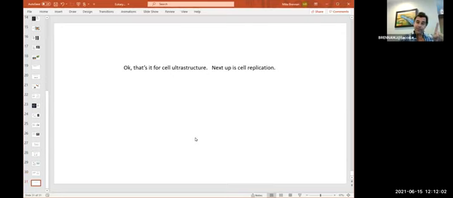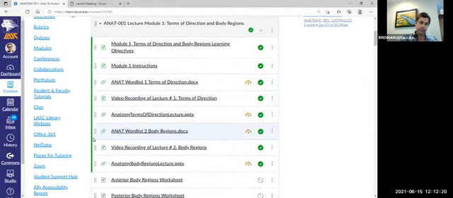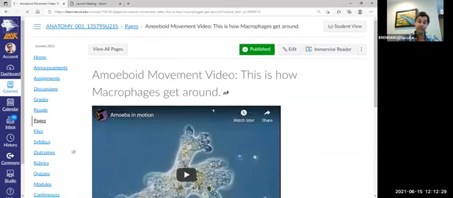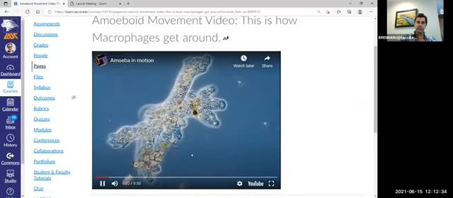Okay, so that is it for cell ultrastructure. Before we leave, I need to stop share and go to the new share here real quick. This is our Canvas shell for the lecture schedule. This lecture is for module number 2, and I have an amoeboid movement video here. I'm going to post this video when I'm done recording, but you can totally see this. So this is a 30-second YouTube video.